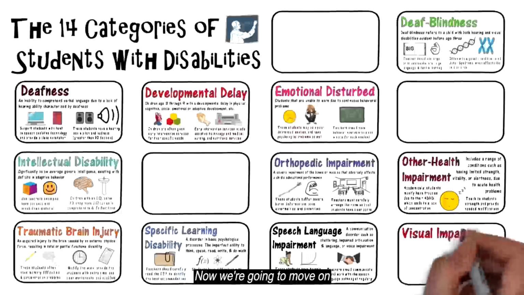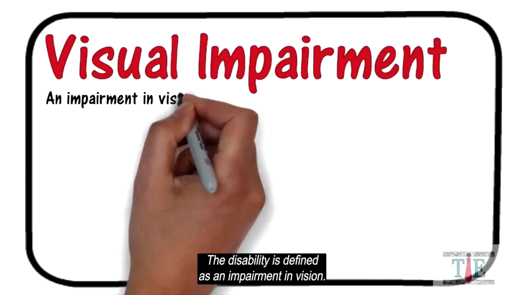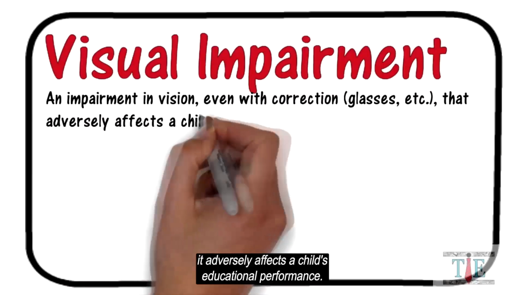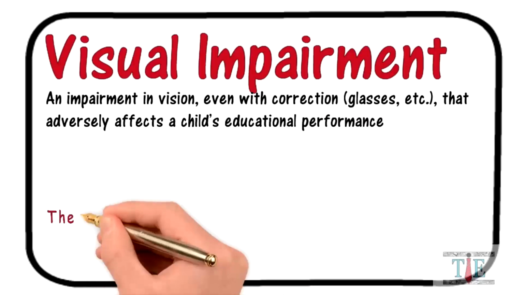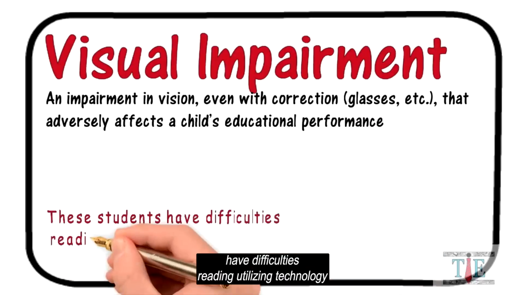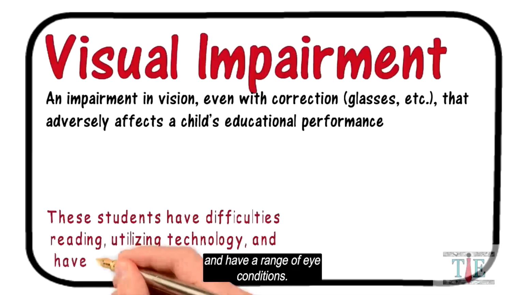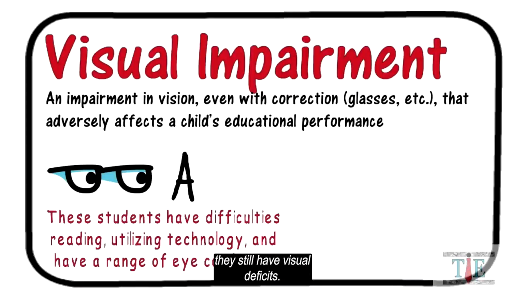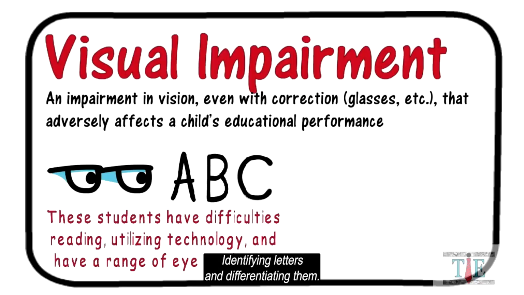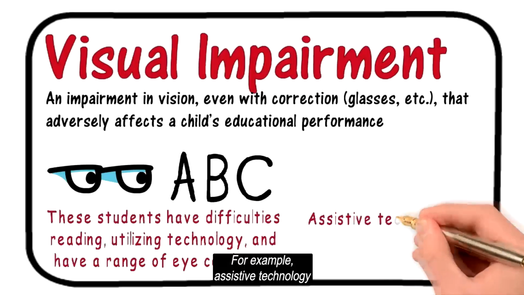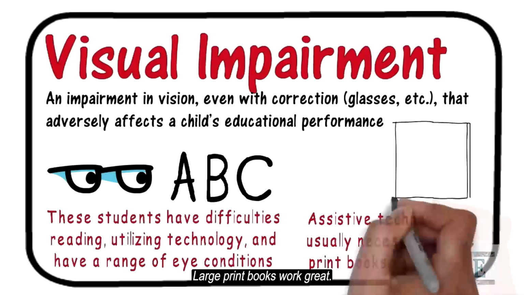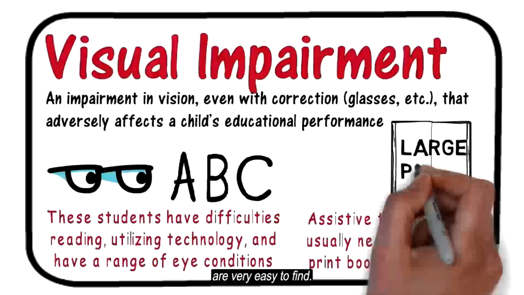Now we're going to move on to visual impairment. The disability is defined as an impairment in vision, even with correction, glasses, etc., that adversely affects a child's educational performance. These students have difficulties reading, utilizing technology, and have a range of eye conditions. Even if these students have glasses, they still have visual deficits, identifying letters and differentiating them. For example, assistive technology is usually necessary. Large print books work great. Nowadays, these large print books are very easy to find.